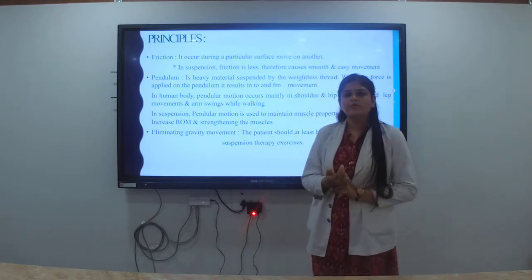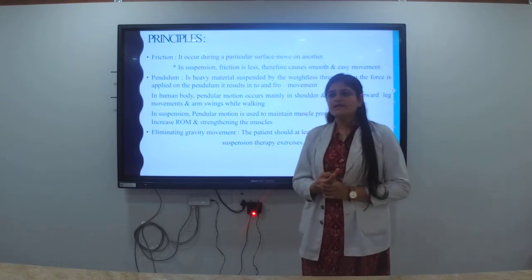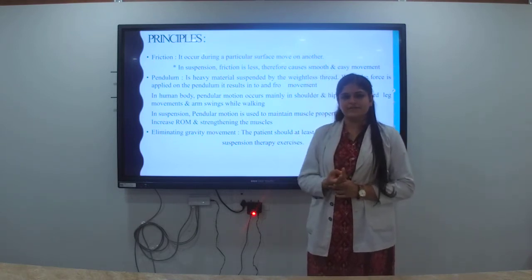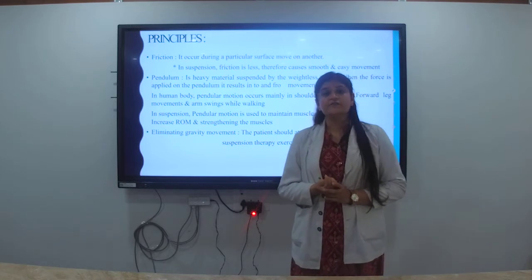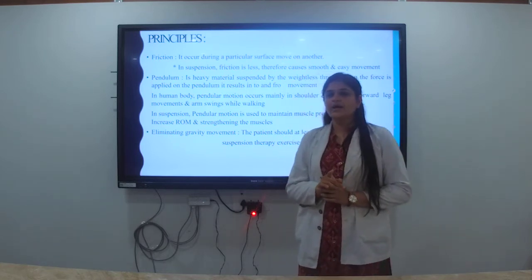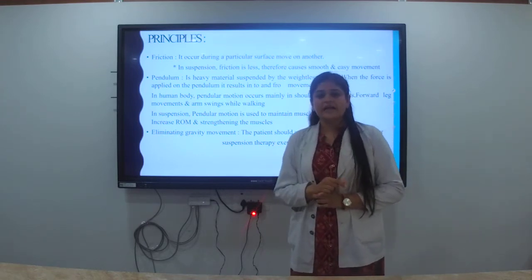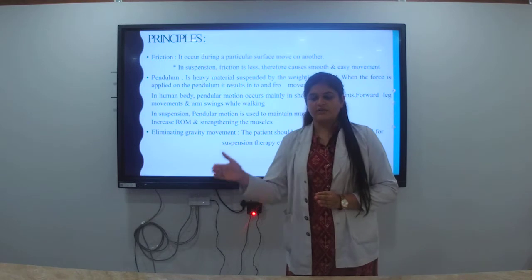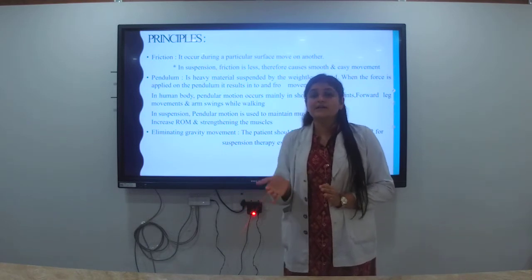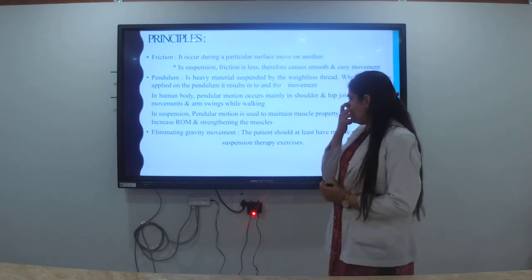Grade 0 of a muscle means it has no power. Grade 1 means there is just a flicker of contraction. Grade 2 means there is full range of motion but in eliminating gravity. So we are using grade 2 planes specially for suspension therapy, that we are assisting the gravity is assisting the movement instead of resisting the movement. That comes under the grade 2 MMT.